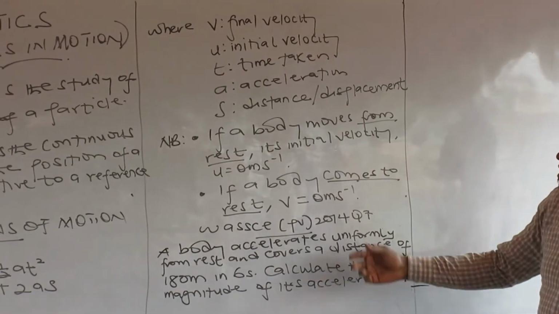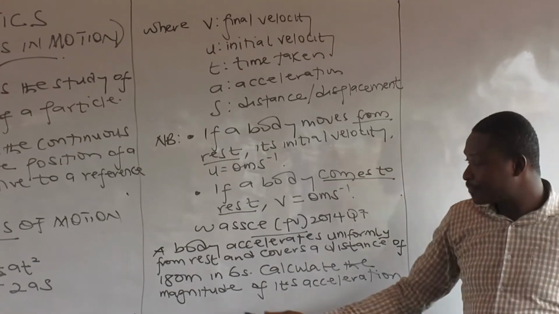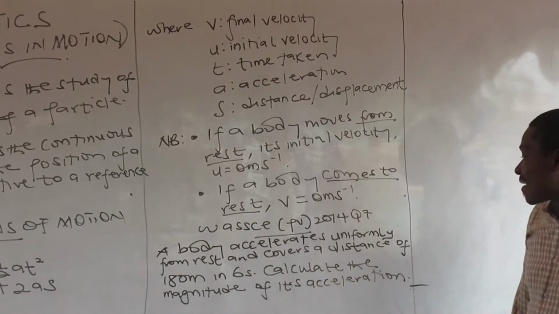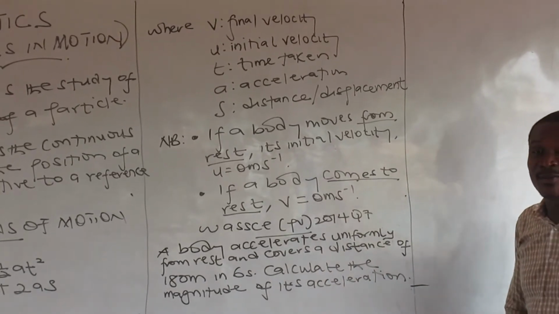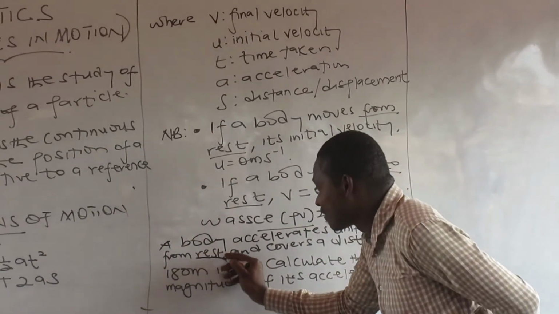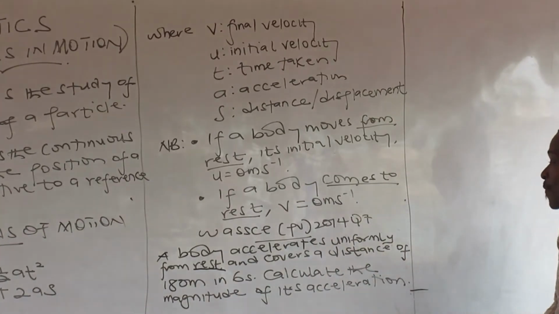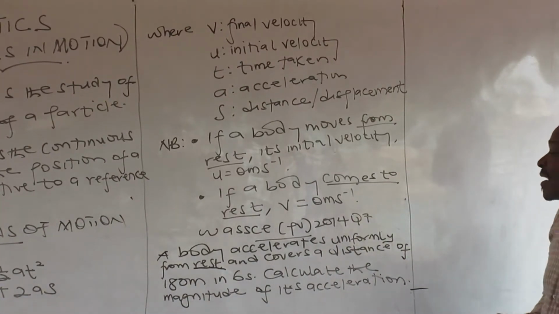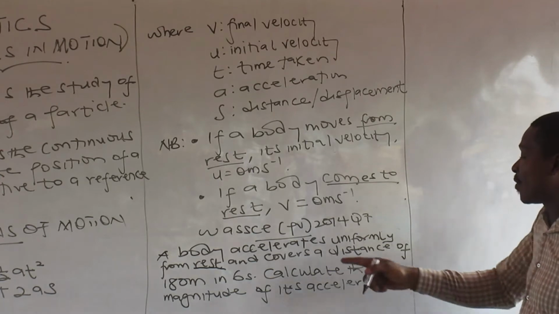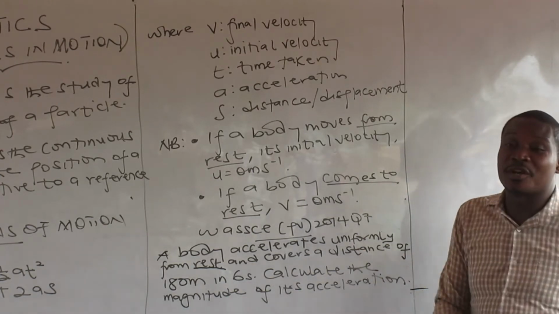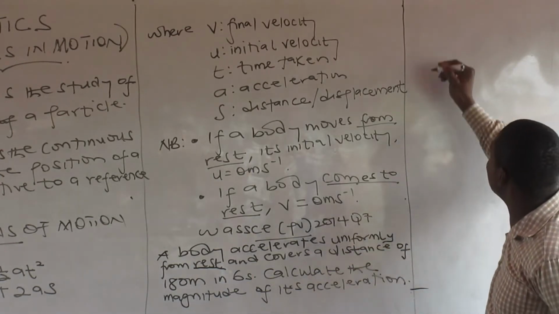Welcome. Now let's look at the sample question. A body accelerates uniformly from rest. That's the key word. It tells us something. And covers a distance of 180 meters in 6 seconds. Calculate the magnitude of its acceleration. A body moves from rest.